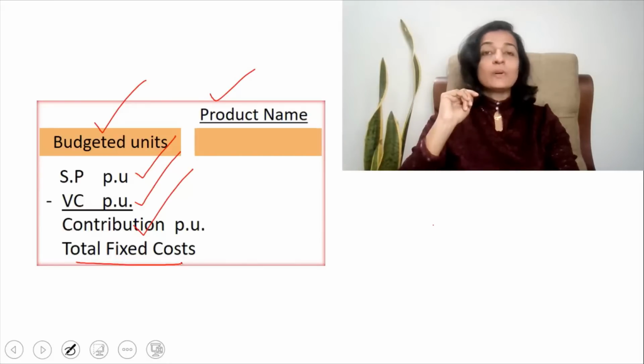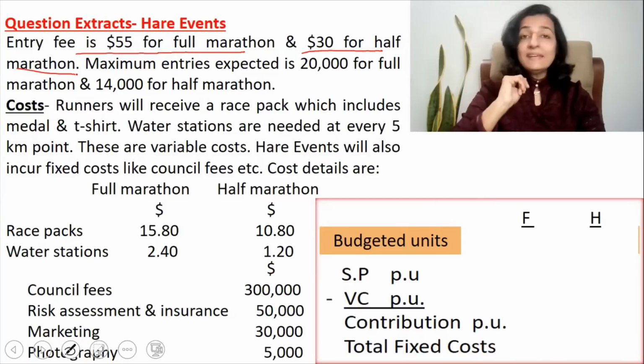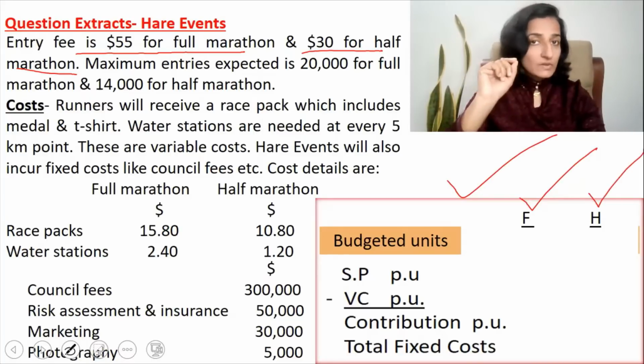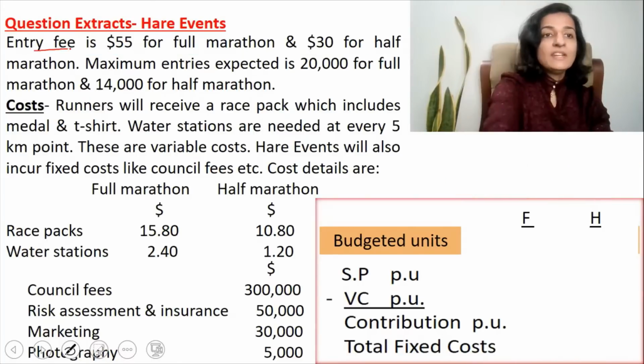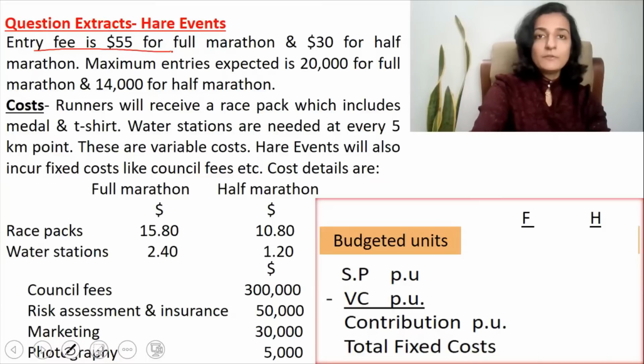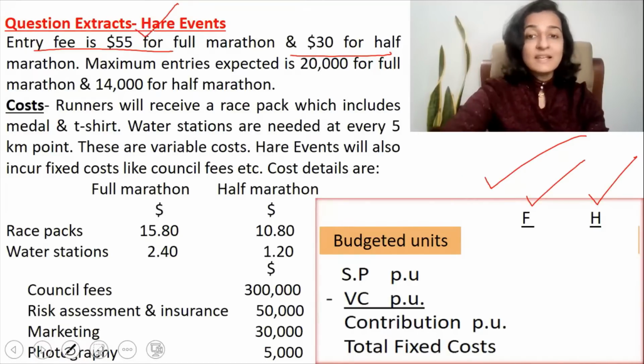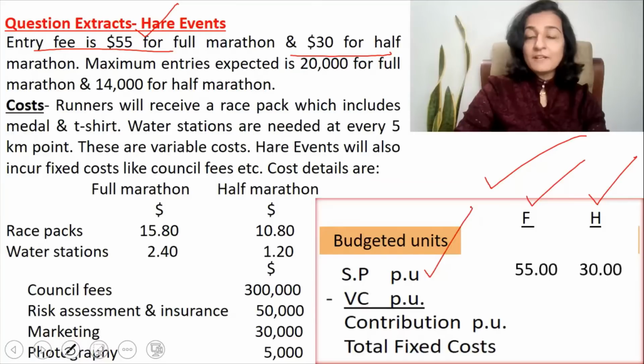Now let's start off with the question extracts. As you read the question, we will key in the required data in our format. So you have the full marathon and the half marathon. These are the two products. Entry fee is $55 for the full marathon and $30 for the half marathon. So the information that we have just read is nothing but the selling price. So against the selling price per unit, please write $55 and $30.